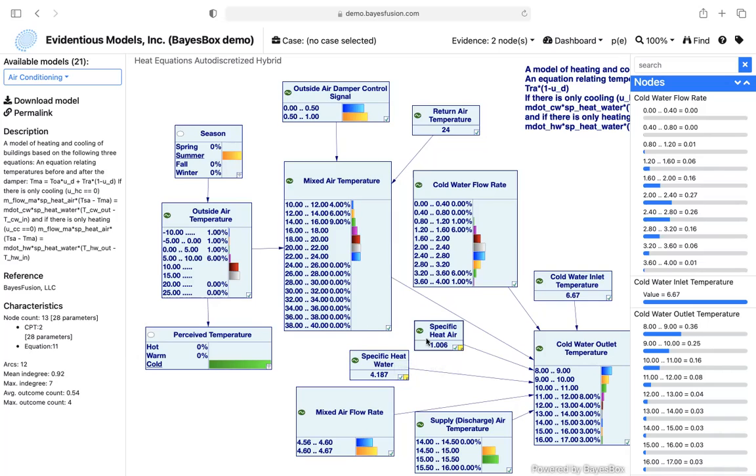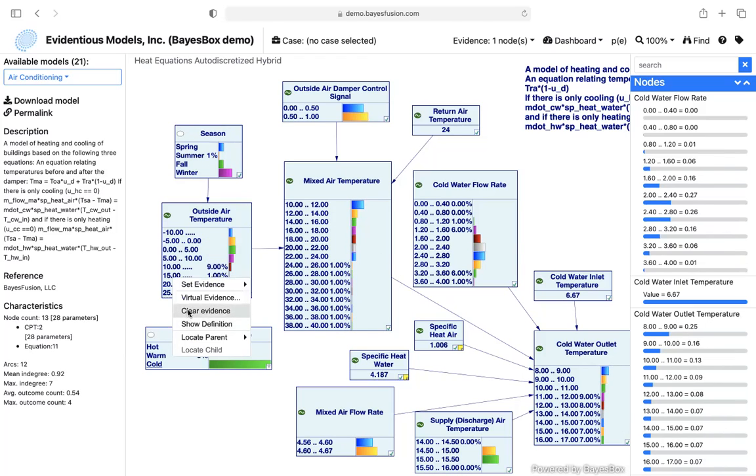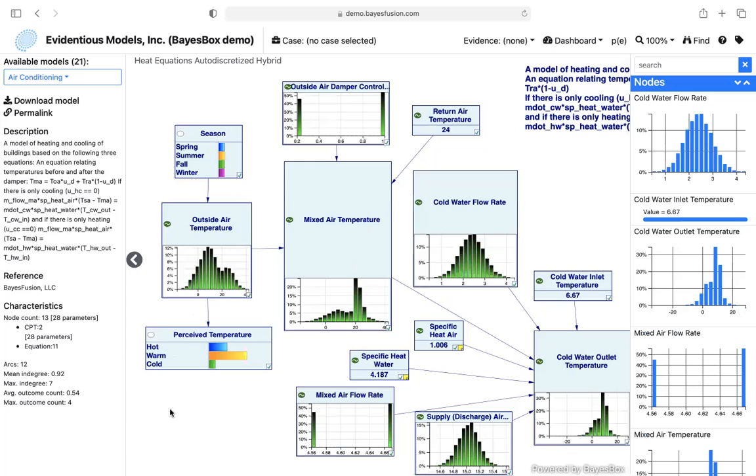Next, we see some constant values and we see some probabilistic values. These constant and probabilistic values are usually obtained from data sets or from domain experts. This is a default chart, a default module, where we don't know any values of cold water outlet temperature because we haven't observed anything.